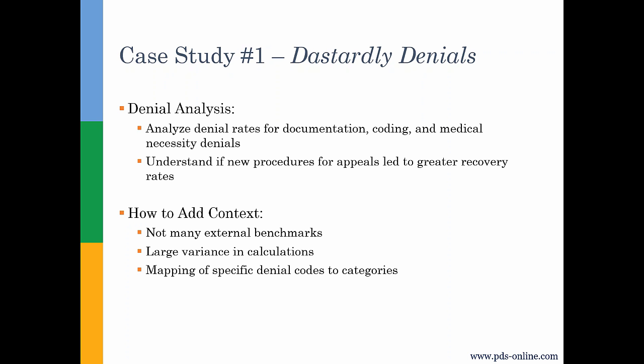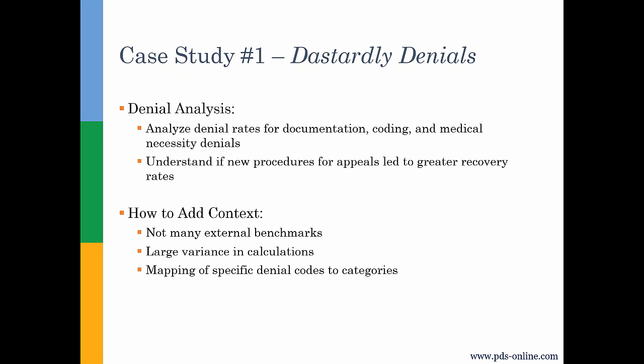And they had also incorporated some new procedures in order to, one, reduce the denial rates altogether, but two, look at how well they were appealing and getting recoveries on the back end for when those denials did occur. They wanted to be able to better understand how they were performing on that, but that can be difficult to do, particularly with denials. So adding context here, we have on the slide not many external benchmarks.